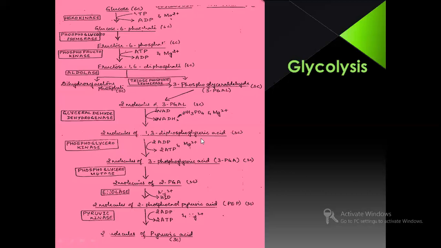And 1,3-diphosphoglyceric acid, in the presence of the enzyme phosphoglycerokinase, is converted into two molecules of 3-phosphoglyceric acid, and here energy is liberated. In the previous steps you saw that energy was consumed, but here two molecules of ATP have been liberated, and this process takes place in the presence of magnesium ion. Two molecules of 3-phosphoglyceric acid are then converted into two molecules of 2-phosphoglyceric acid in the presence of the enzyme phosphoglyceromutase.